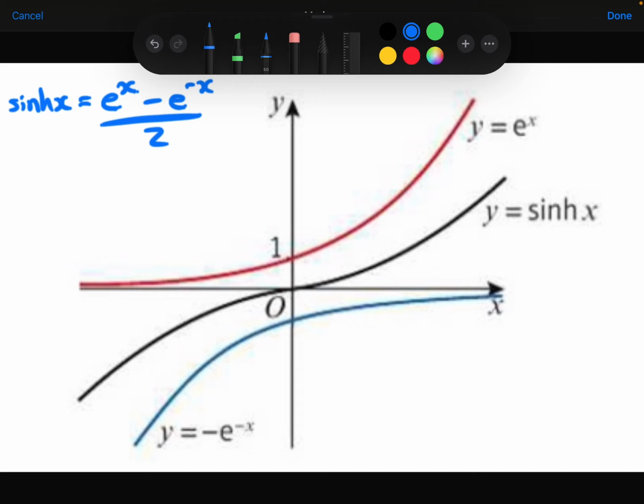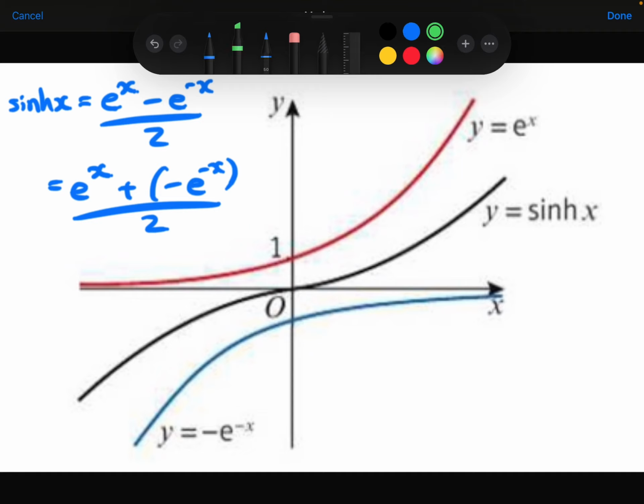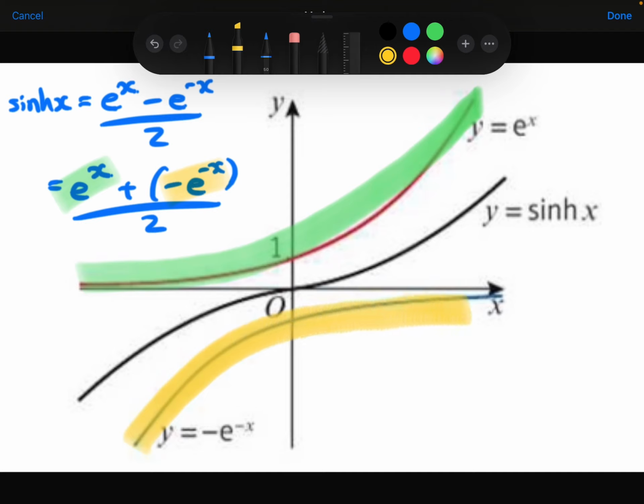To make my life a little bit easier, I'm going to think of that as being e to the x plus minus e to the minus x, over 2. Hopefully it's obvious that this is the same thing as this. The reason why I'm doing it like that is because now I can think of the graph of e to the power x, which is this line, and the graph of minus e to the minus x, which is this line, and then I can just add them together and divide by 2.